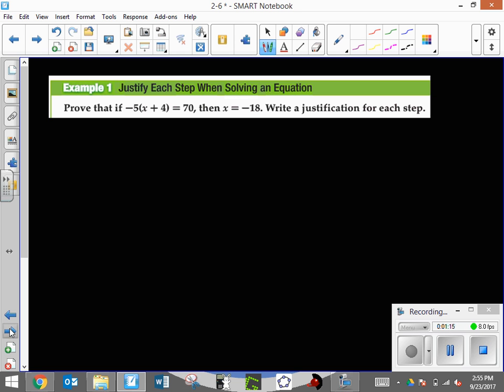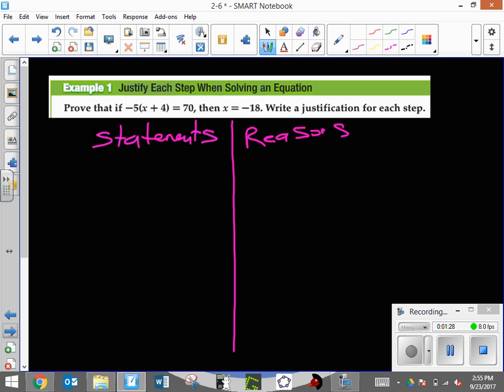Okay, so the first thing that you're going to want to do is you're going to want to make two columns. I'm going to say that this column, my first one, is going to be my statements. And then on the other side, I'm going to have my reasons. Those are going to be my two columns. Column 1, this is where you're going to do all the algebra. So I'm going to number mine. That way I can keep all of them straight.